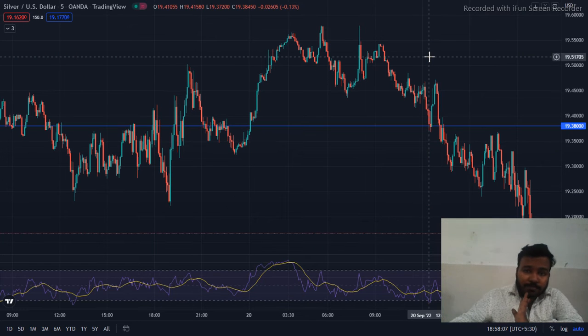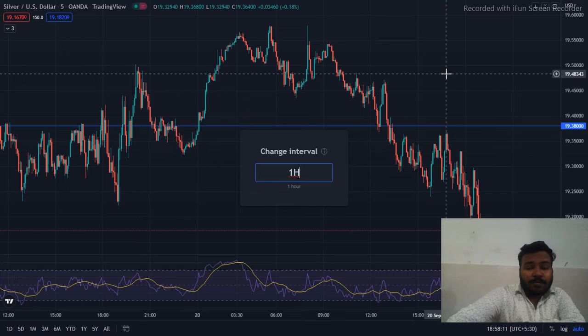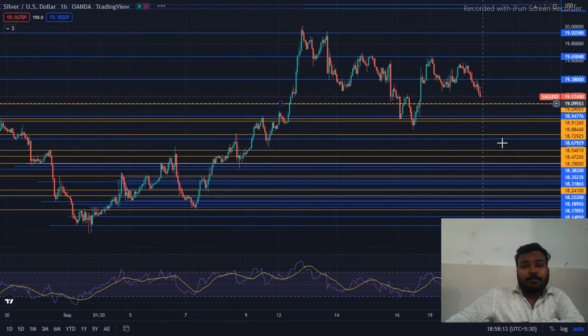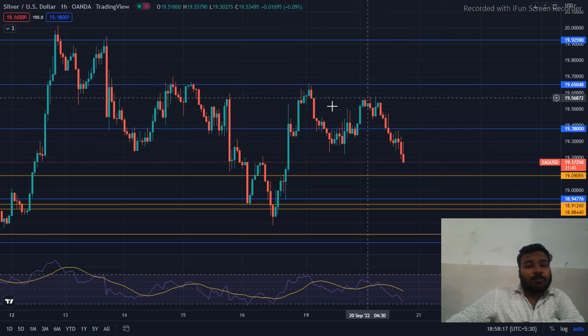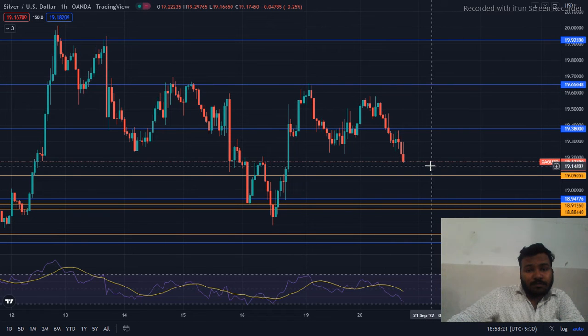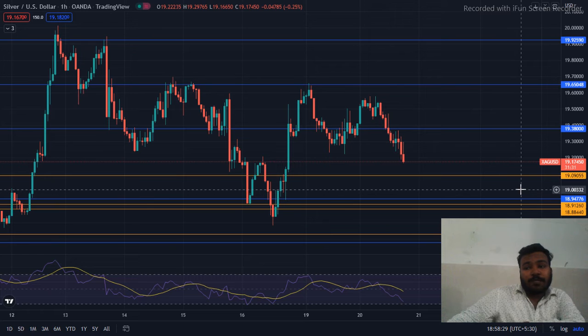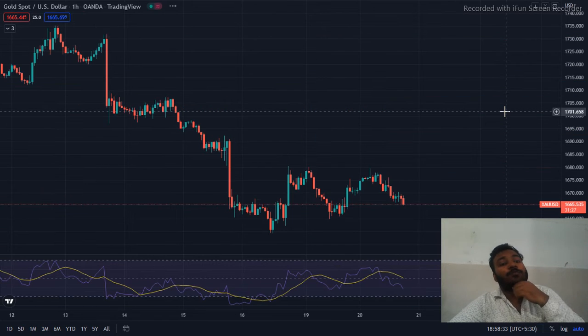See, silver. Let me take the 1 hour time frame. See how beautifully silver is working. It is forming a zone over here. Now we'll wait to test this bottom. This is a demand zone which we will be testing. If we are closing below this support level of 18.09055, again we'll be getting some opportunity to short it.